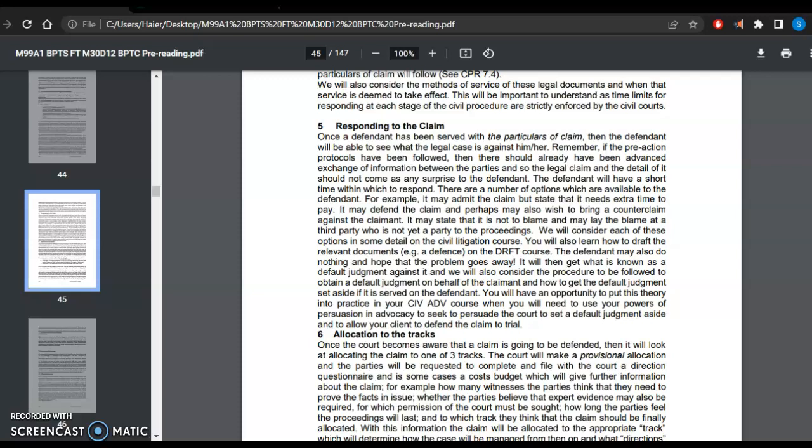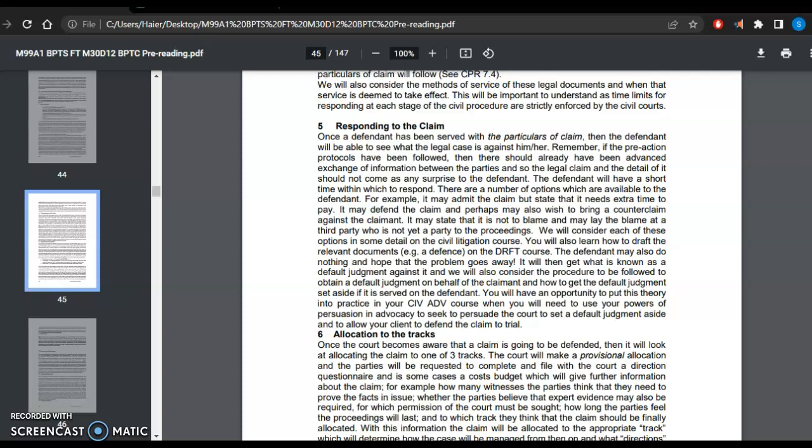If the pre-action protocols have been followed, then there should already have been an advance exchange of information between the parties. That's why pre-action protocols are so important. So the legal claim and the detail of it should not come as any surprise to the defendant. The pre-action protocol makes a junction between the parties to tell each other what kind of wrong a defendant might have done against the plaintiff, and he doesn't get surprised when the case starts about what the claims against him are. The defendant will have a short time within which to respond.